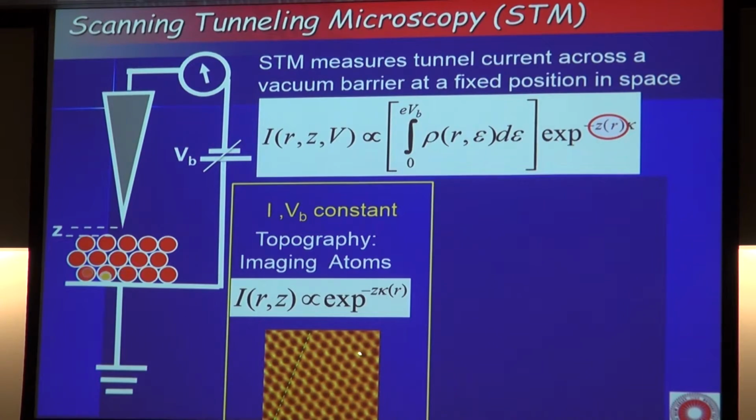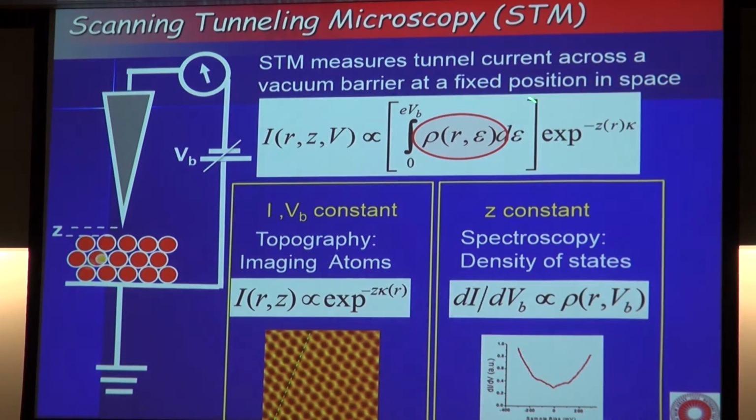And this is graphene, and at these corners here we have electrons. Another measurement that you can do is the density of state. You can take the derivative of the current with respect to the bias voltage and keep the height constant, and that gives you something proportional to the density of state as a function of energy. So these are the 2 measurements, basically the workhorses of STM.